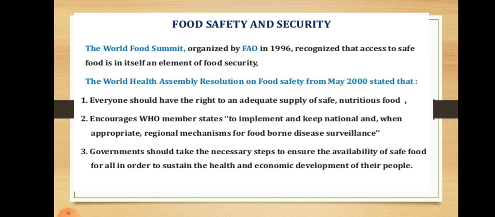Food safety and security. The World Food Summit, organized by FAO in 1996, recognized that access to safe food is in itself an element of food security. The World Health Assembly resolution on food safety from May 2000 states that everyone should have the right to an adequate supply of safe, nutritious food, and encourages WHO member states to implement and keep national and, when appropriate, regional mechanisms for foodborne disease surveillance. Government should take the necessary steps to ensure the availability of safe food for all in order to sustain the health and economic development of their people.